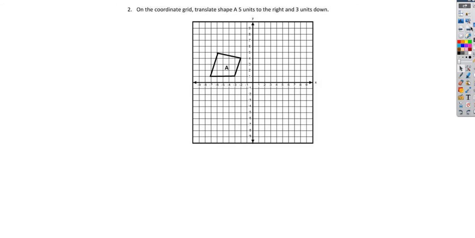Number 2. On the coordinate grid, translate shape A 5 units to the right and 3 units down. Again, you are looking at the corners or the vertexes of the shape. This A in the center is just identifying that this is shape A. You are translating it 5 units to the right and 3 units down.